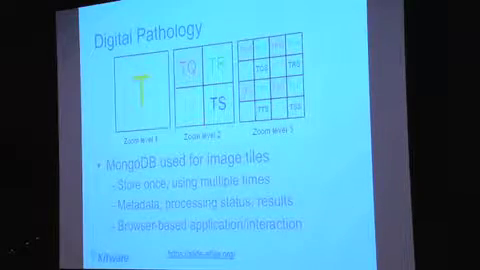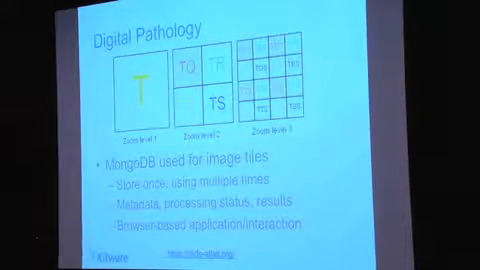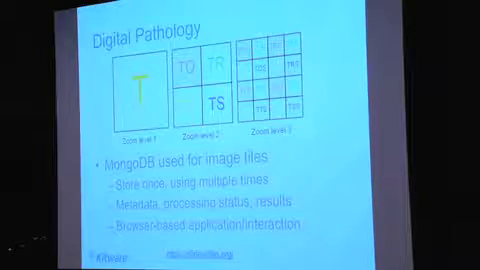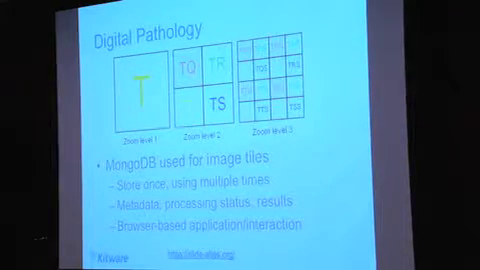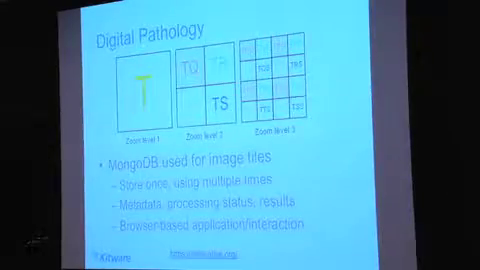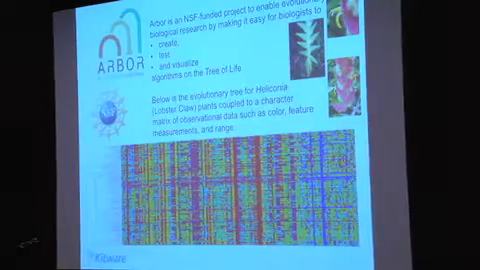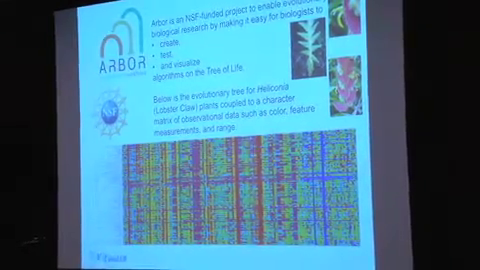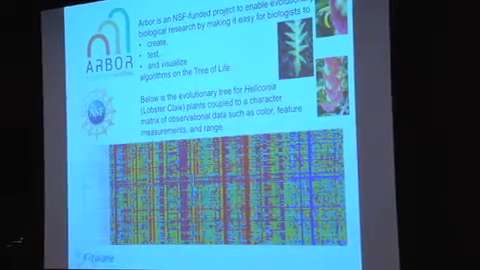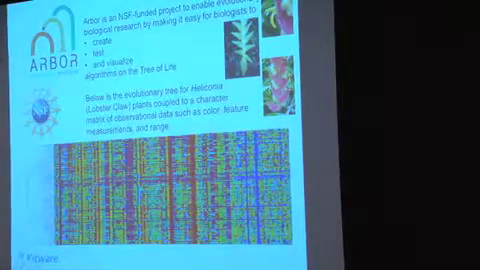MongoDB is used for these image tiles, and you can zoom in and out, looking at pathology of cells and slices as you go through. It's an interesting data set. I'd encourage you to have a play with it, and it's a great medical application of this technology. Arbor is looking at phenotypic trees. We're trying to understand this with the NSF and the University of, I'm going to get the name of the university wrong, so I'm not going to try.